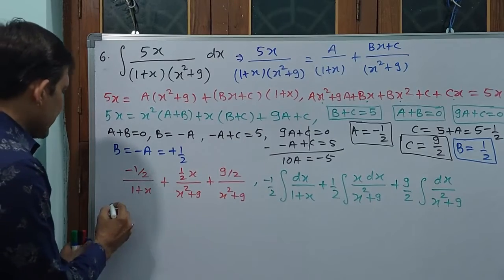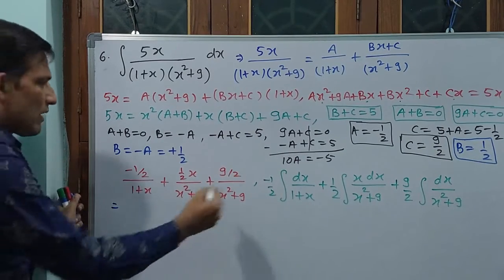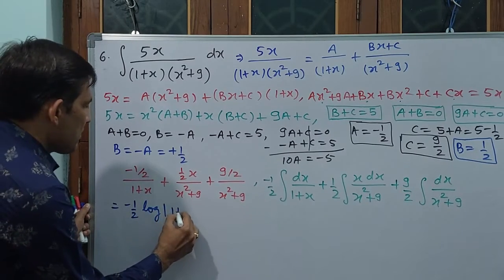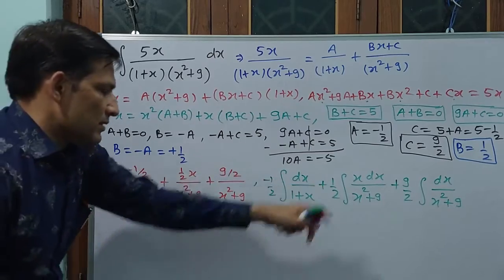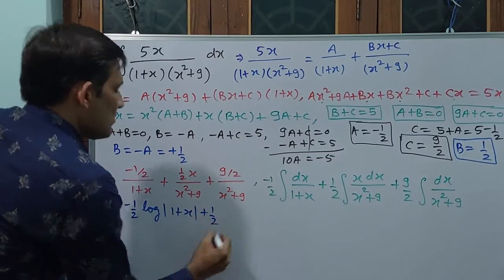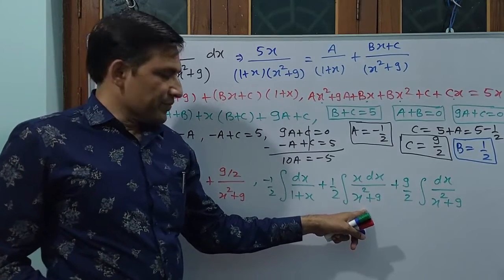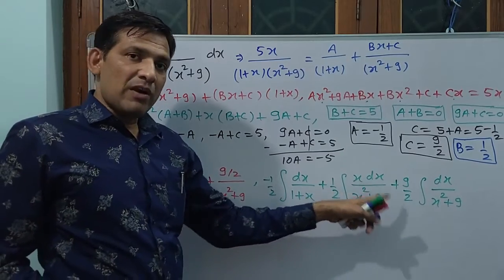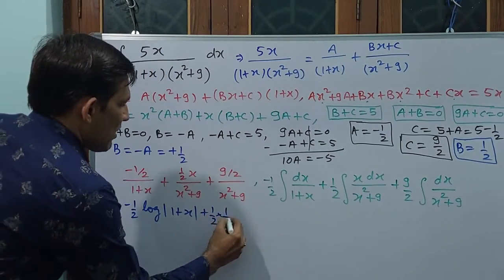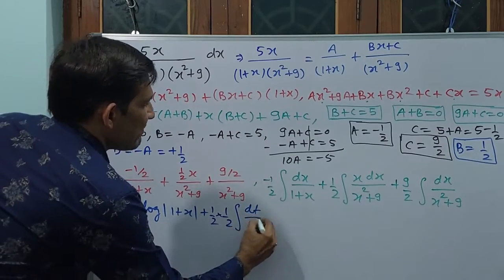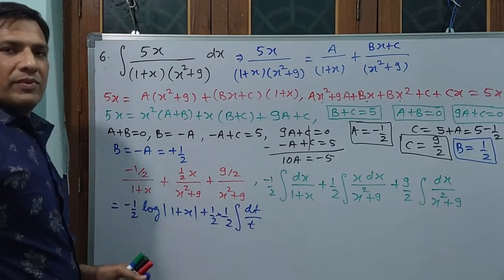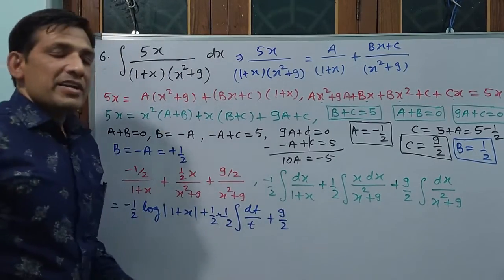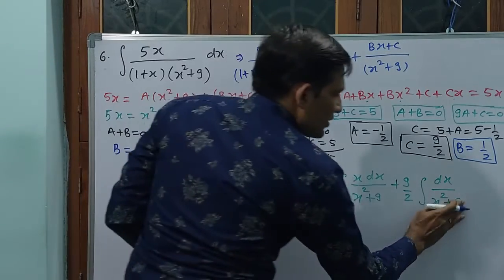See, shall I write directly? Minus 1 by 2 log of modulus 1 plus x. Again, go back here. Plus 1 by 2. See, if you take this as t, dt will be 2x dx. X dx will be 1 by 2 dt. That means into 1 by 2 integral dt divided by t. Plus 9 by 2 dx by x square plus 9. Here you take this as 3 square rather than 9.